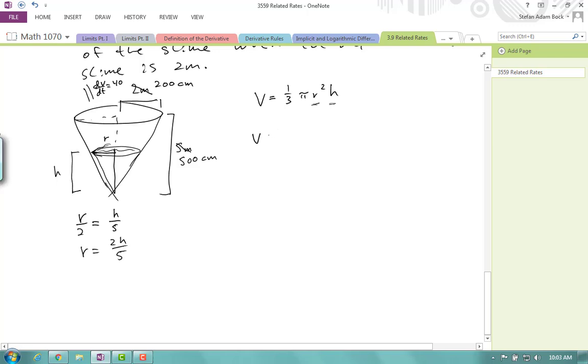So if I make the substitution, my volume is equal to 1/3 pi times 2 times the height of the slime over 5, squared, times the height of the slime, or 1/3 times pi times 4 over 25 times h cubed, which is 4 pi over 75 h cubed, which is much easier to take a derivative of.